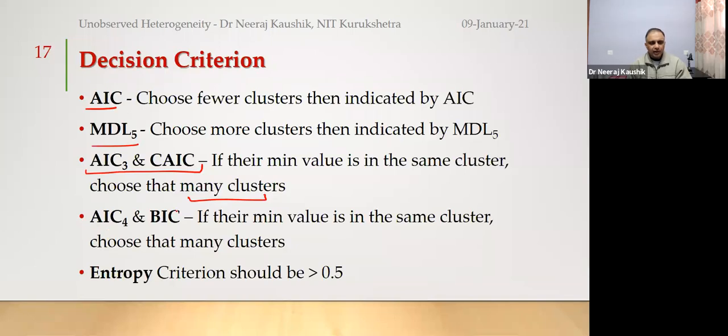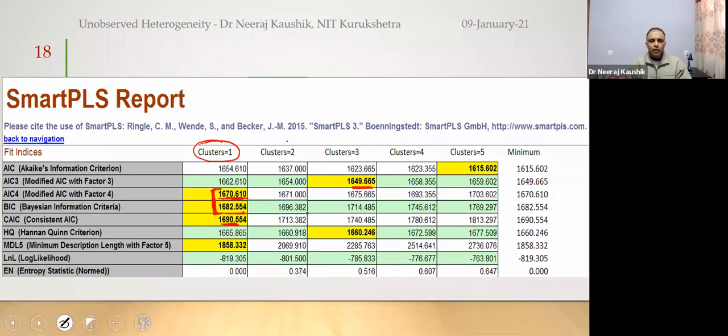So AIC4 and BIC, how to check them? For each you have to read it row wise. Which indicator suggests which cluster, which minimum value is the best one. So AIC suggests there should be 5 or fewer clusters. MDL says there should be 1 or more clusters. Check AIC. AIC3 says there should be 3 clusters, but CAIC says there should be 1 cluster. We cannot deduce anything out of it. Go next.